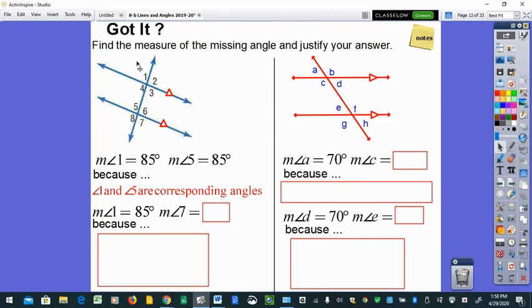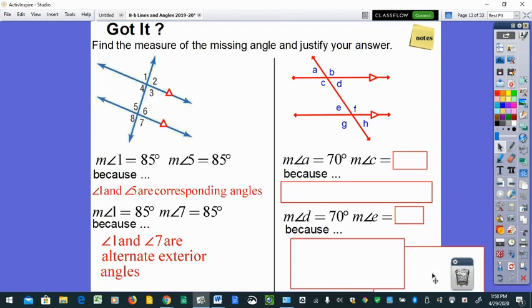Okay, if the measure of angle 1 is 85, what would the measure of angle 7 be? Did you also get it's 85? Now this is one where you could directly get there because those two angles are alternate exterior. This guy is on the left of the transversal, number 7 is on the right, and they're outside the train tracks.